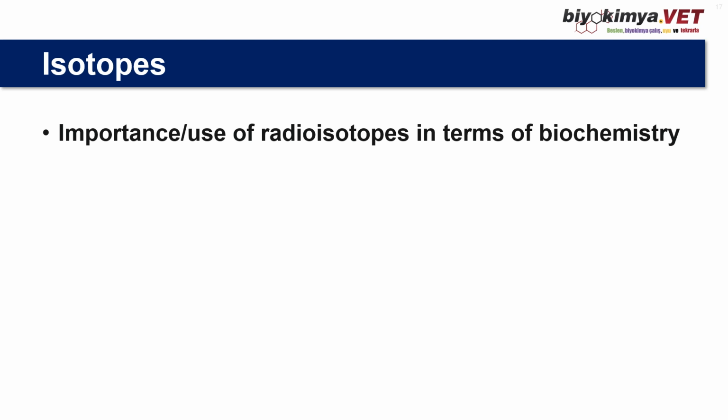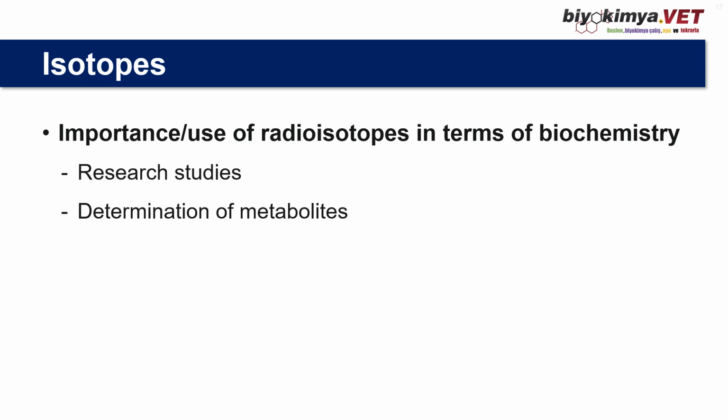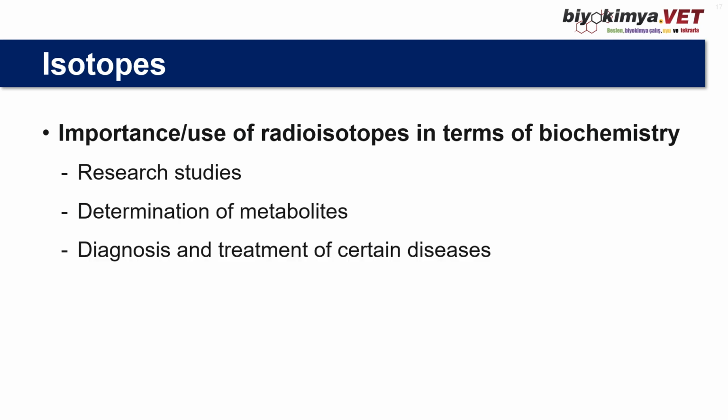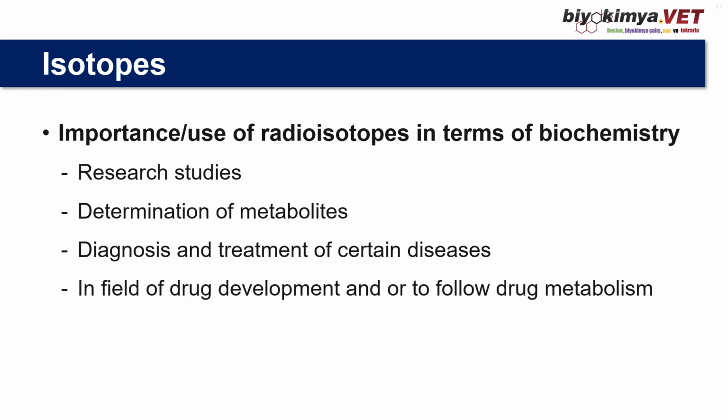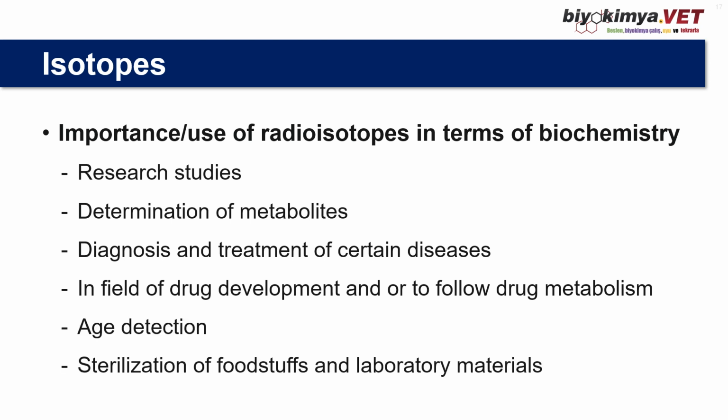Importance of the use of radioisotopes in terms of biochemistry. We use isotopes in research studies, determination of metabolites, diagnosis and treatment of certain diseases, in the field of drug development and following drug metabolism, age detection, and sterilization of foodstuffs and laboratory materials.